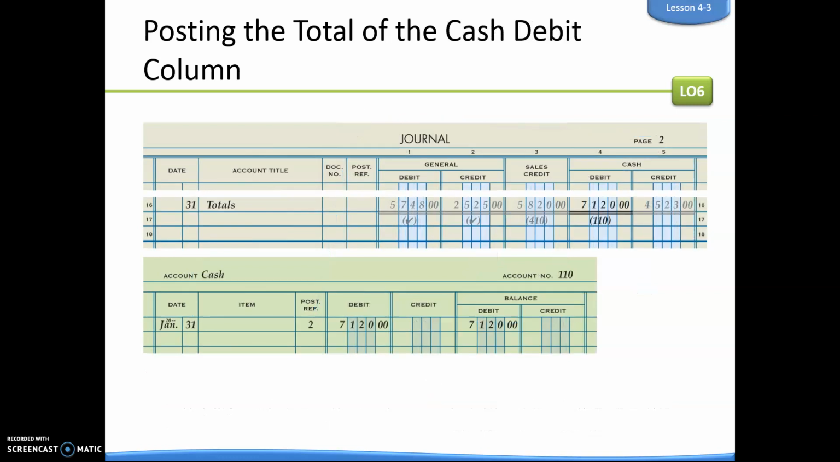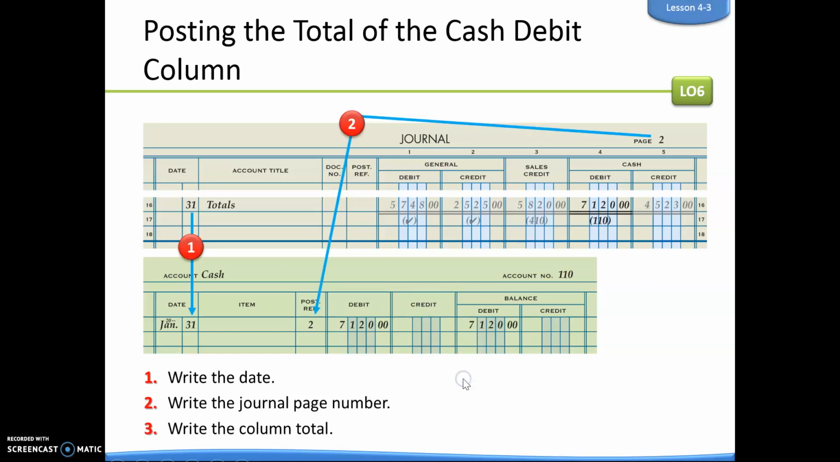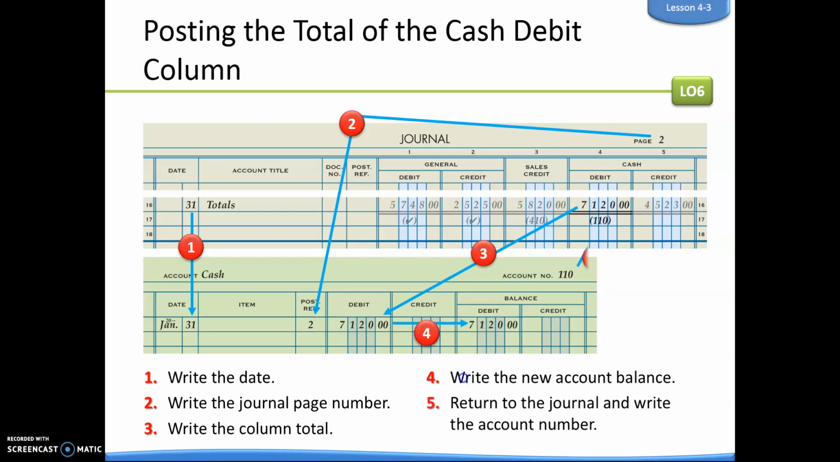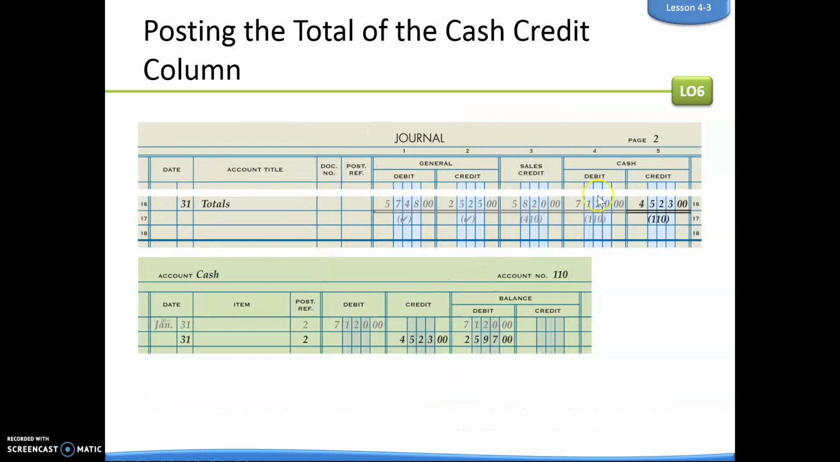So let's take a look at cash. Same thing. We're on the 30th. We're on journal page number 2. We have a debit this time for cash of $7,120. We transfer over our new account balance, and we put our account number, which is 110, up underneath our cash debit total.